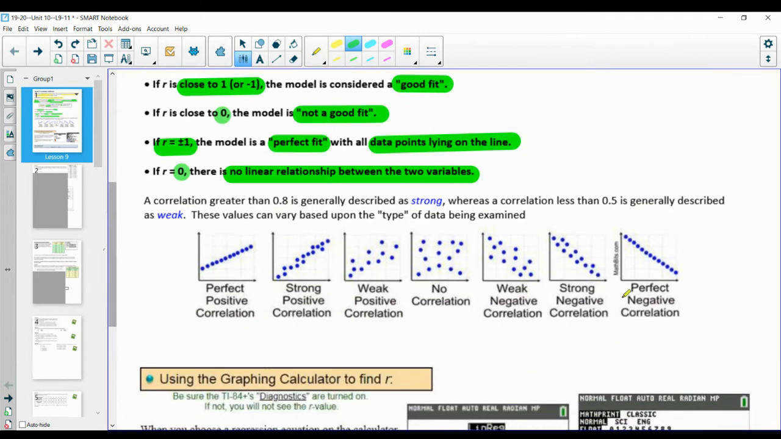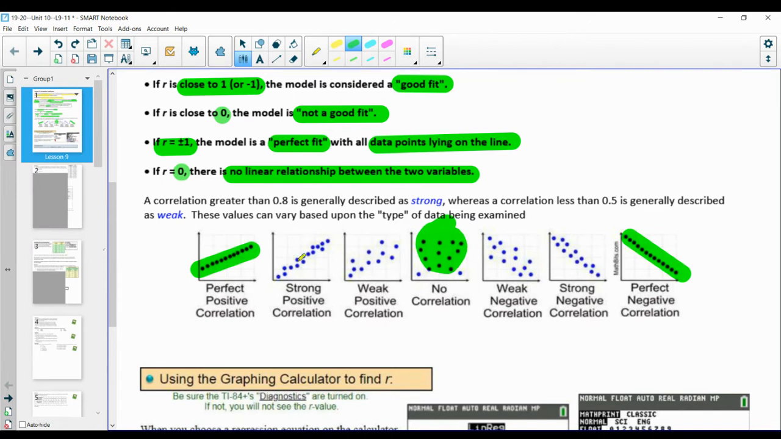So if we look here, we have some graphs and some examples. We see here you have this positive perfect correlation. That would mean your r is +1. If you have a perfect negative correlation, that would mean your r is -1. If there's no correlation, that would mean your r is 0.